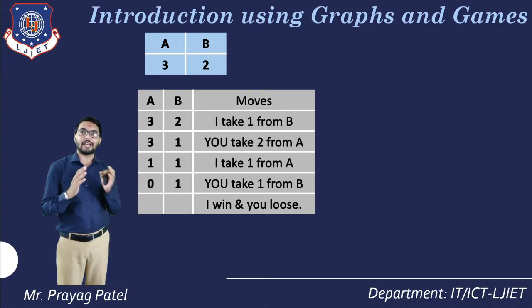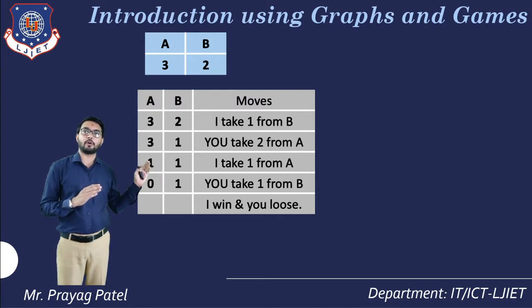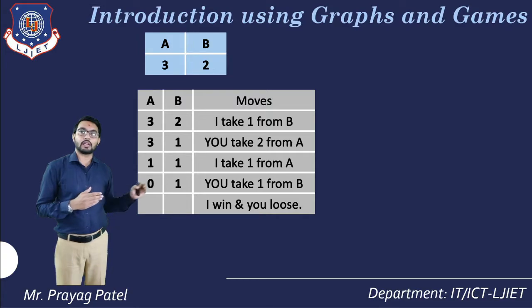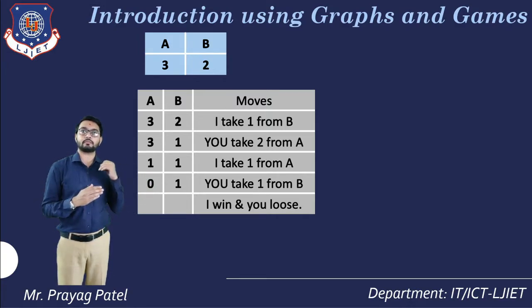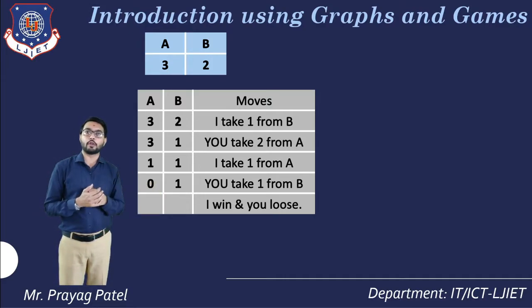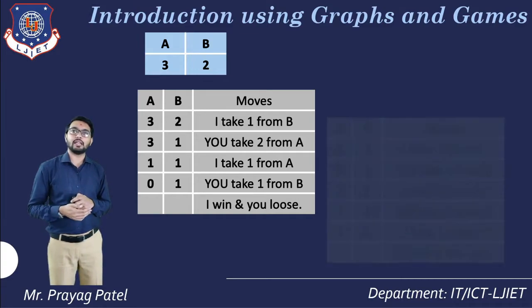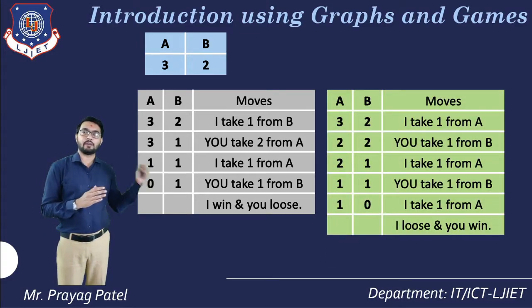So here the last picked object is object 1. One object is selected from the heap of objects B. So here player U selects the one object. Here I wins and U lost, because the last object was selected by player U. So U lost the game and I wins the game. Now consider the second option or second possibility.